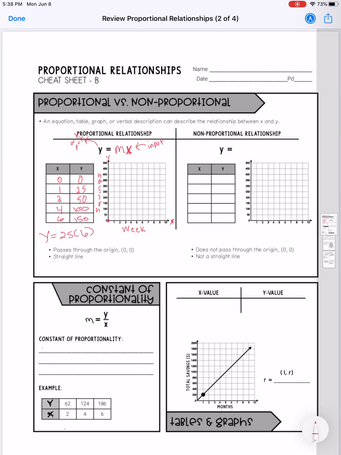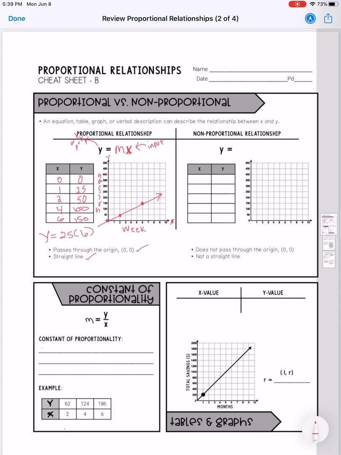And we can plot these points on the graph to show our proportional relationship. So I'll plot a few of the points. In fact, I only really need to plot 2. So after 2 weeks is 50. After 6 weeks is 150. And I have a nice straight line. So just looking at the graph, it's a straight line. It goes through the origin. I know I have a proportional relationship.